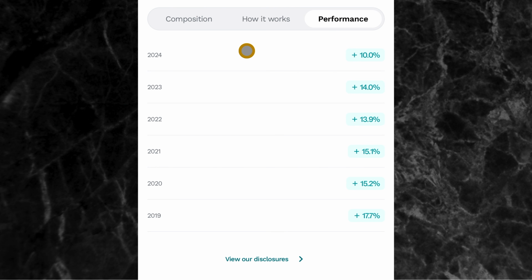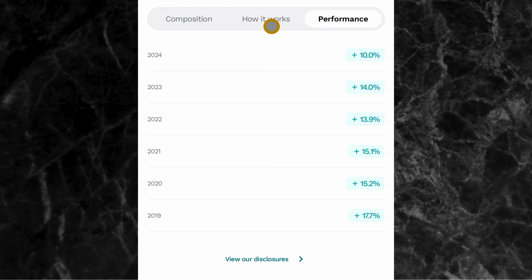Now if you come here to where it says performance, click on it. This is where you see how the investment has been performing every year. So you can see in 2019 the investment brought about 17.7% profit, which is good. In 2020 it brought about 15.2% profit. In 2021 it brought about 15.1% profit. In 2022 it brought about 13.9% profit. In 2023, it brought about 14% profit, and in 2024, it brought about 10% profit. So you can see the profit of the investment over the years.